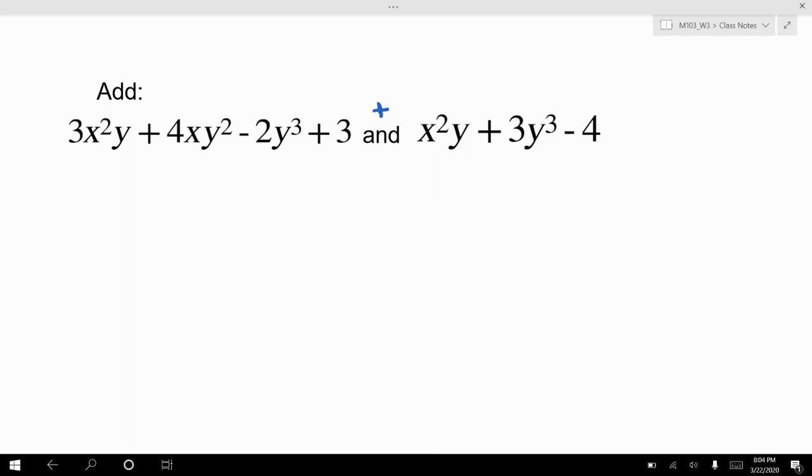So the first thing that I notice is I've got a 3x squared y, and I have a 1x squared y. So I'm going to line those two up. I'm just going to come over here and write my x squared y underneath. The next one that I need to line up, the 3y cubed and the negative y cubed. Let's go ahead and line those up. Okay. And then the negative 4 and the plus 3. We're going to go ahead and stack those up and line them up.